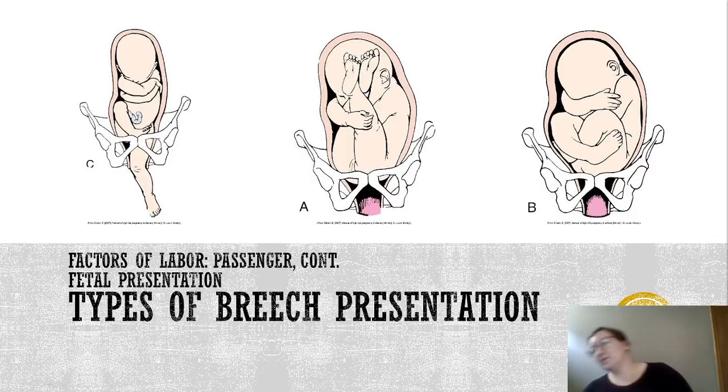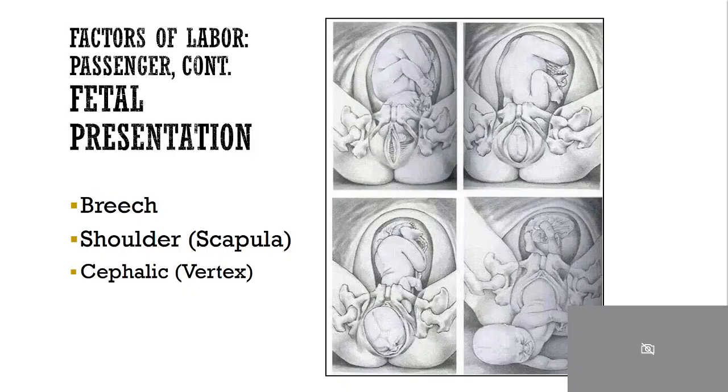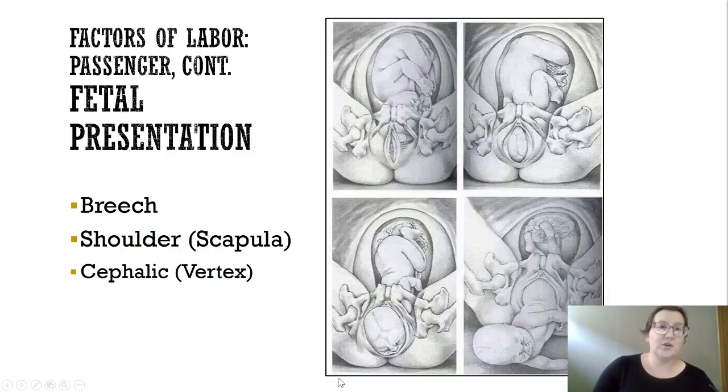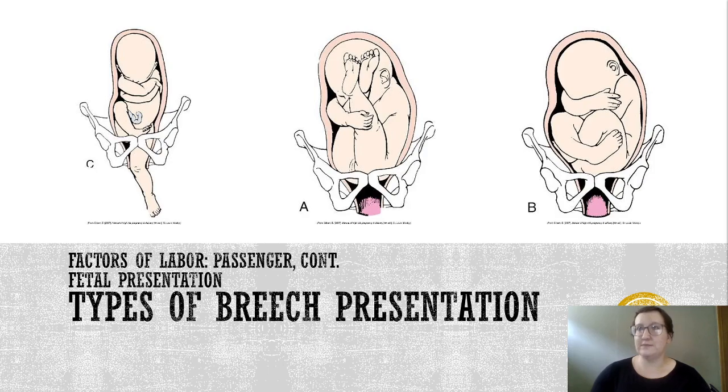I just want to go back here really quick. I just want to make sure that we understand this part, okay? We need to clarify, there are three presentations, but we also have three presenting parts. So you can have a cephalic, and then we're going to talk about the crown of the head, the breech. We're talking about not only the way the baby enters the birth canal first, but also the part that we're able to feel during that internal exam.